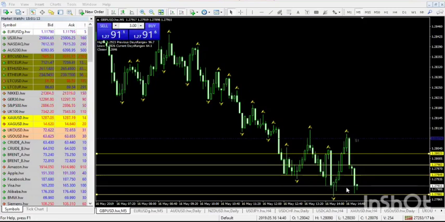Please ask your question. So if we sum it up, we have to see if the high or low of the candlestick is broken, so we get the confirmation. Yes, exactly.